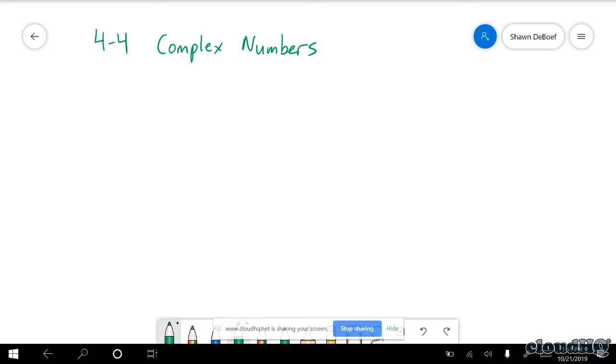Before we talk about what complex numbers are, let's consider, we've been dealing with quadratic equations and solving them. So let's consider this quadratic equation. We'll solve x squared plus 1 is equal to 0. So we've solved this two ways. We've solved it by graphing and looking for x-intercepts, and we've solved it by factoring.